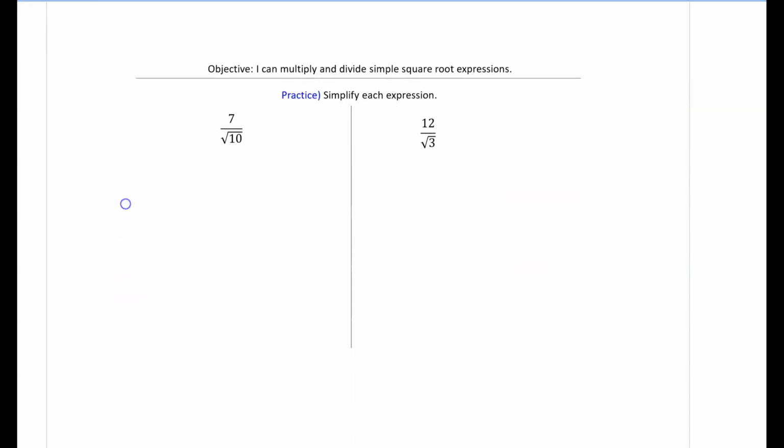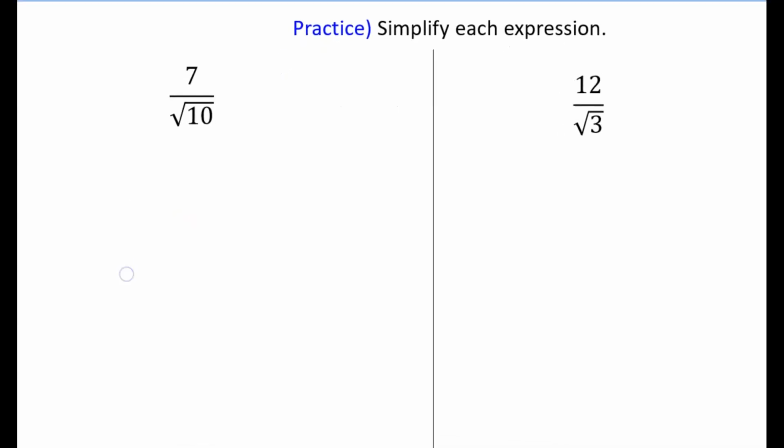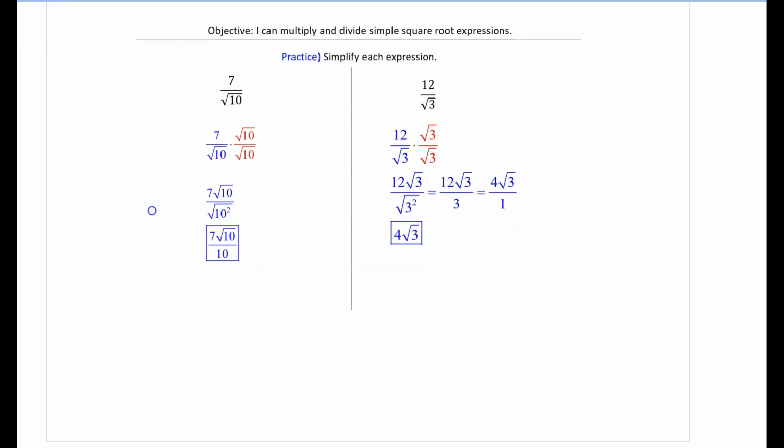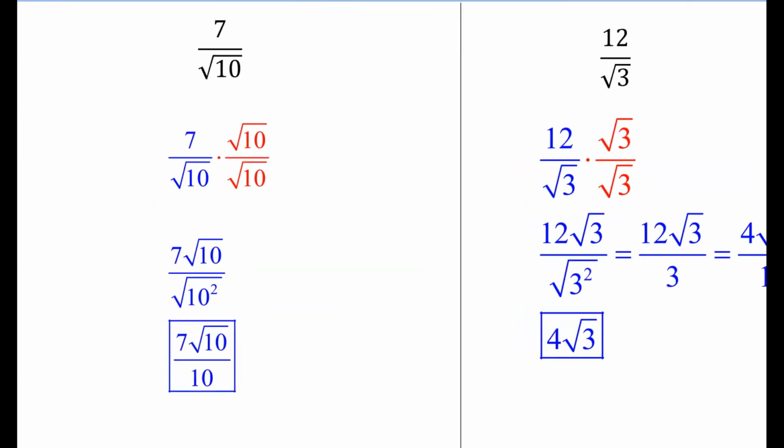Okay, here is our last set of practice examples. Please try these. Okay, hopefully you get to try these. Here is the solution to these examples. And for 7 over square root of 10, you multiply by square root of 10, and you get 7 root 10 over 10. So no simplification here on this example.